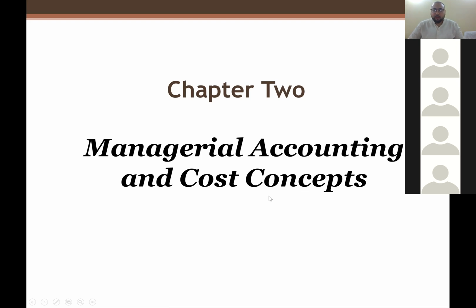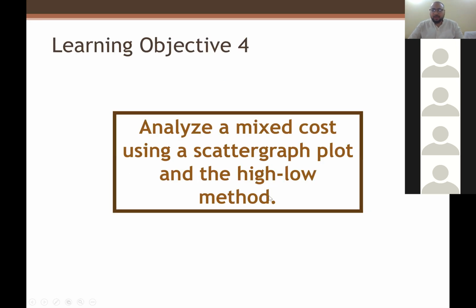So today we will be talking about mixed cost and how we can segregate the mixed cost. There are two methods. One is the scatter plot method and the other one is the high-low method. Our focus will be on the second one, which is the high-low method. So let's start.